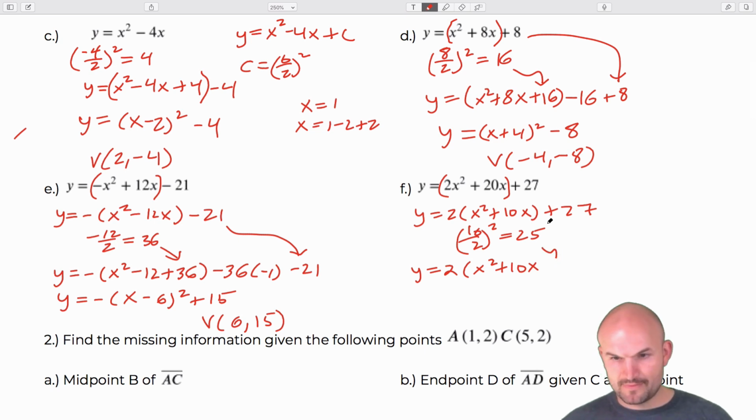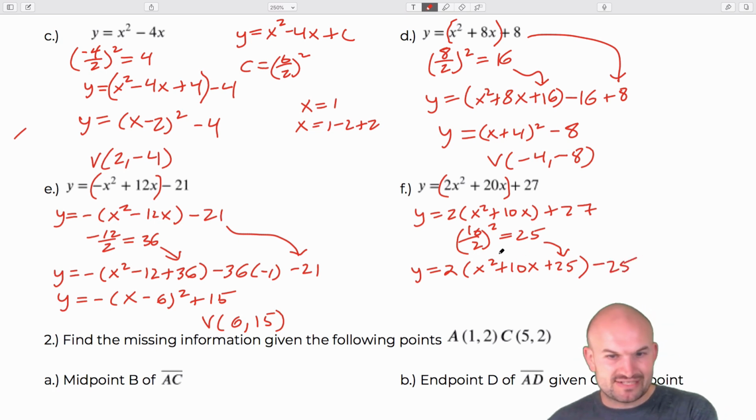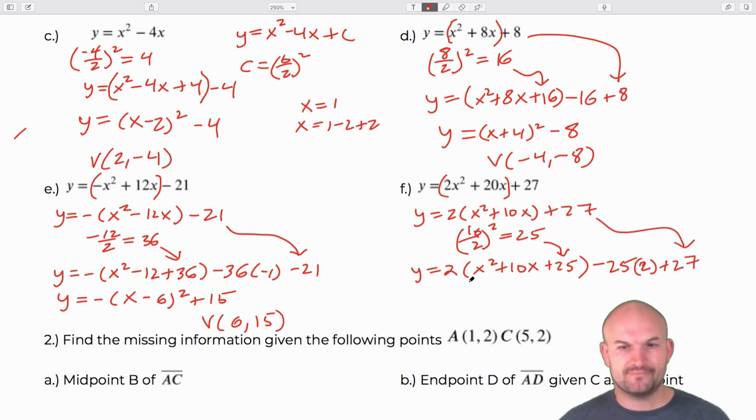So therefore, I'm going to take that number, 2 times x squared plus 10x, add 25. So I'm going to add the 25, put that inside those parentheses. But again, remember, you just can't randomly add 25. If you're going to add 25, you have to subtract 25, right? But again, that 25 is actually being multiplied by 2. Via distributive property, everything inside this parentheses is being multiplied by 2. So if you add a 25 here being multiplied by 2, you have to subtract a 25 being multiplied by 2. And then we just take the 27 and we add that there.